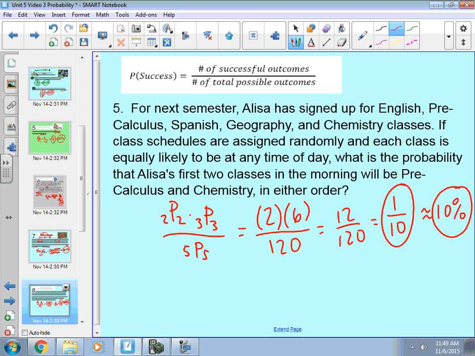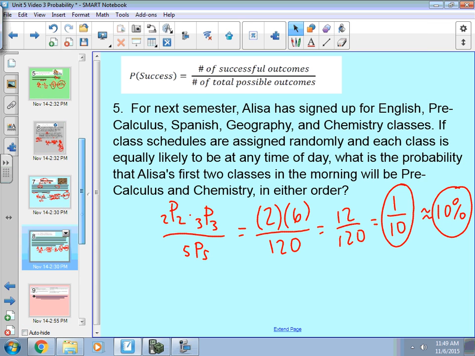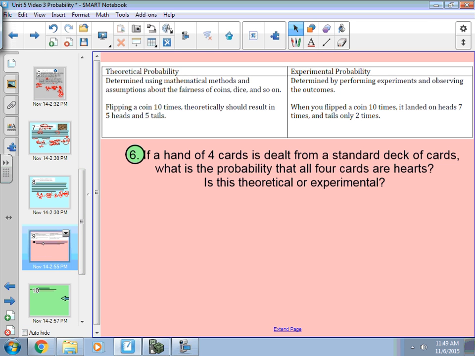That would be a good schedule in the morning, calc and chemistry. All right. Let's flip to the back here. On the back, we talk about a couple other things here. Theoretical probability and experimental probability.